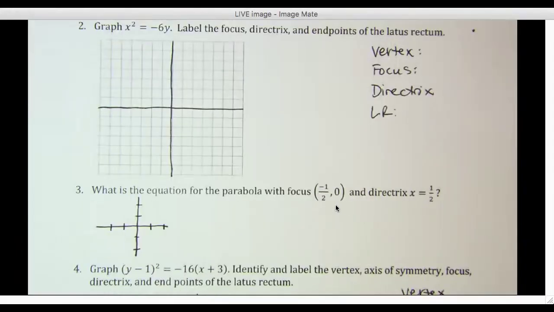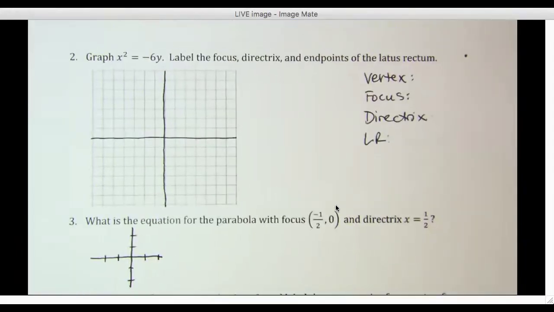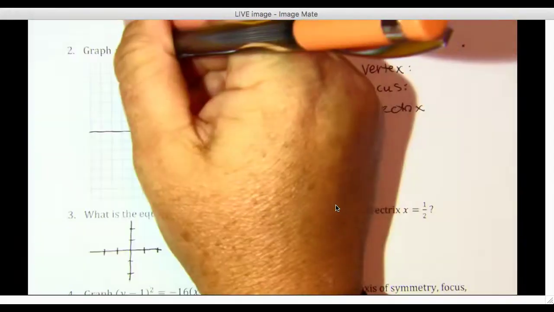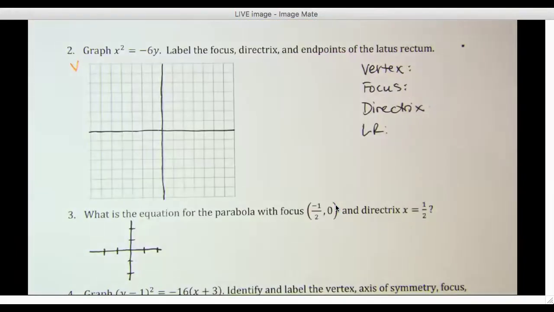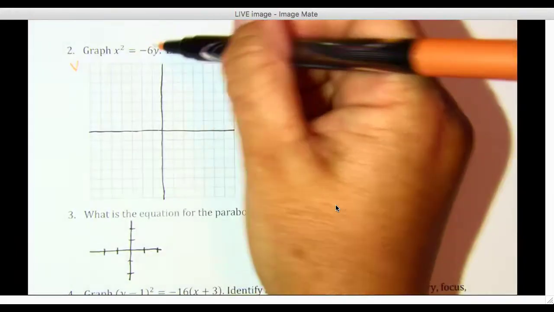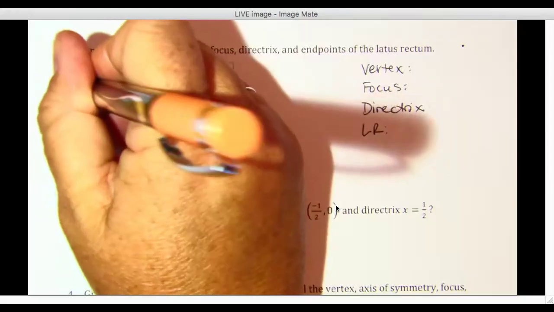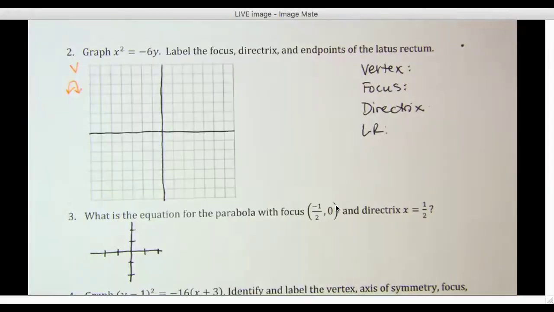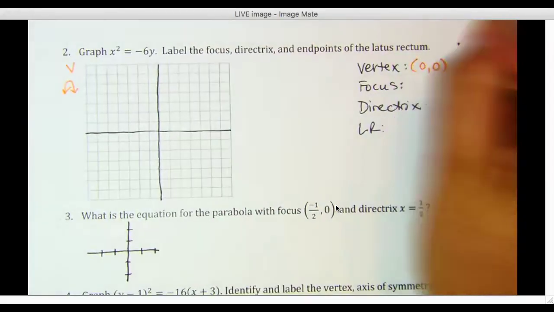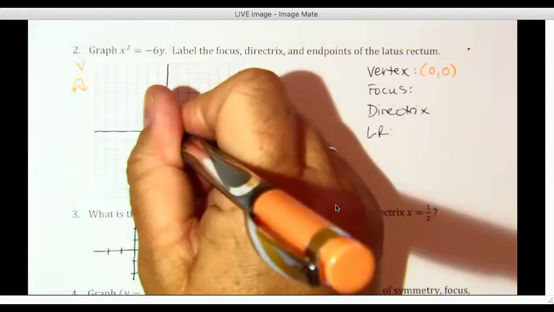Let's do another. Here we have x squared is equal to -6y. I have x squared, so this is going to be a vertical parabola. Because my p-value is negative, I know that my curve is going down, so I already know to expect that. I don't have an h or a k, so I already know my vertex is at 0, 0. So I can go ahead and plot that point.